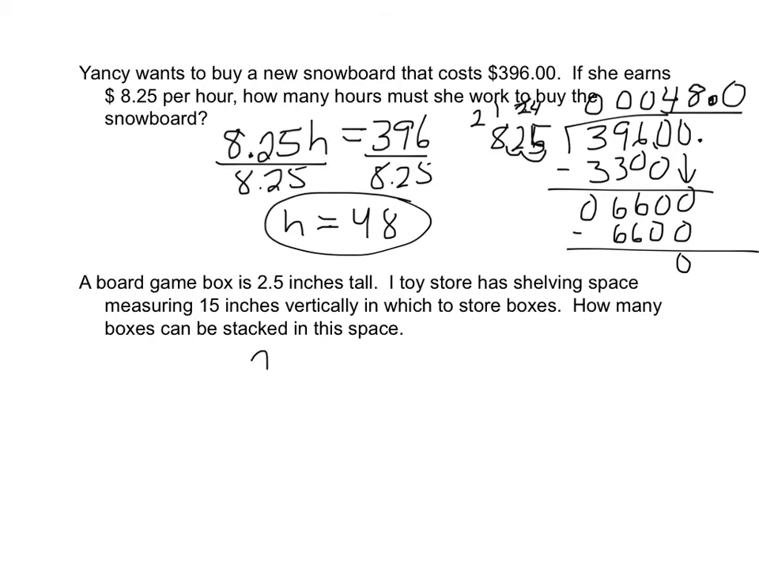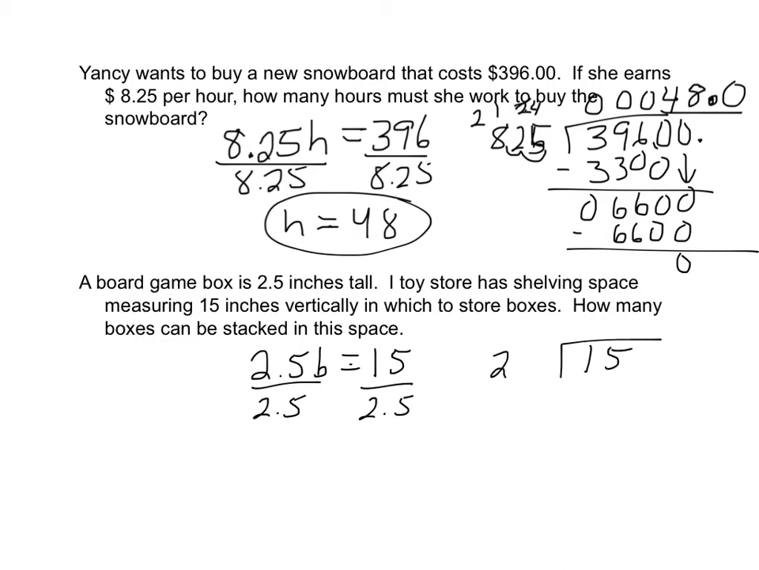So when I look at this problem, it's 2.5 inches per box, and we have 15 inches. So once again, I'm going to go ahead and divide. Okay. So 15 divided by 2.5, move the decimal point over 1 spot. So this becomes 150. Okay, 25 can go into 150 6 times. So if you think this would be 0, so they could fit 6 boxes.